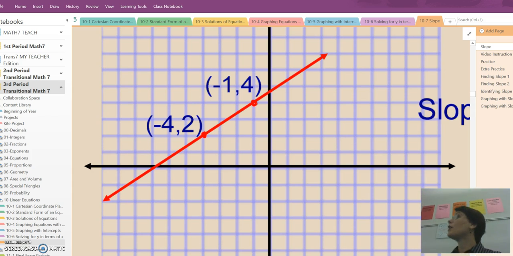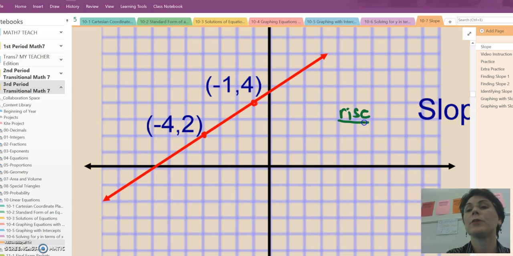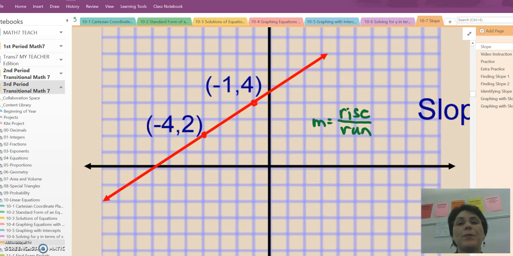And let's try another example together. So in this example, we're going to start with (-4, -2) together, and we're going to count and see how far up we have to go and how far over we have to go. Remember that you want your y's to be in the numerator for your slope. That's called your rise. Your change in y's is called your rise. And then run is in your denominator, and then your change in x's is called your run.